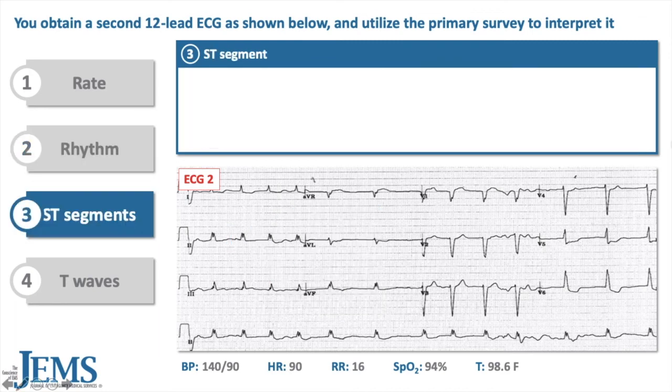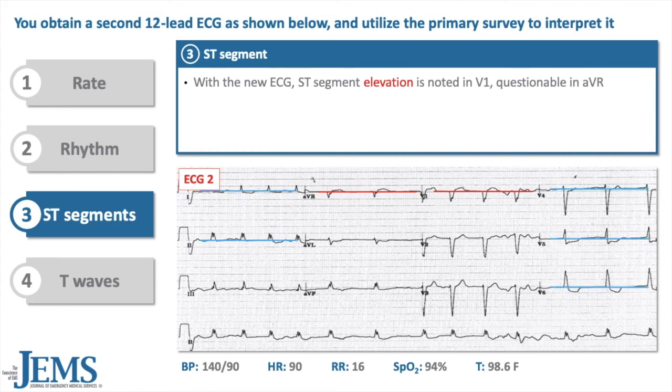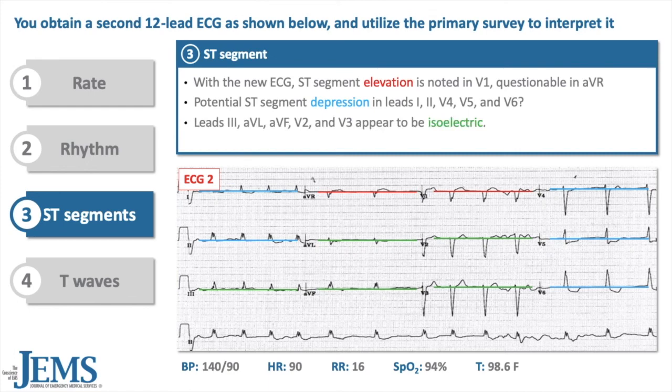Looking at the ST segments, there appears to be ST elevation in V1 and possibly in AVR, though that's less clear. The ST segments in leads 1, 2, V4 through V6 show what might be ST depression, though the quality of the ECG isn't perfect, and this may actually be due to abnormal T waves. The remainder here appear unremarkable, but given this patient's gender, comorbidities, and symptoms at presentation, there is a concern that this could potentially be a non-ST elevation myocardial infarction or NSTEMI.